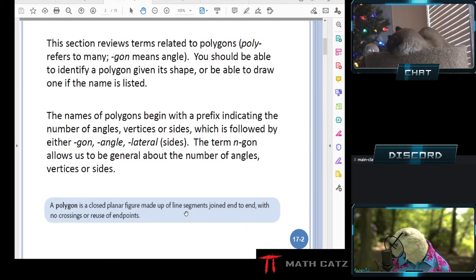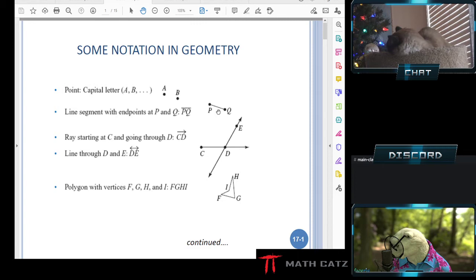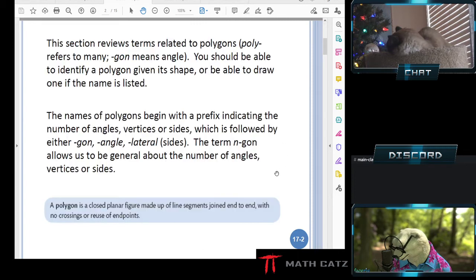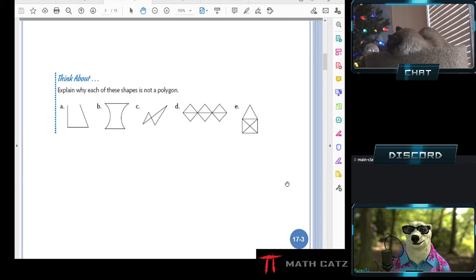And it's made up of line segments. That's a line segment, straight line segments, joined end to end with no crossings, no reuse of endpoints. So let's have some examples we can think about. And there are some in the book as well. I don't think they overlap. We'll just do them all.